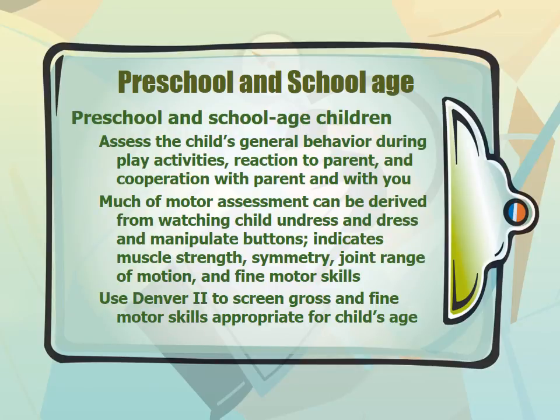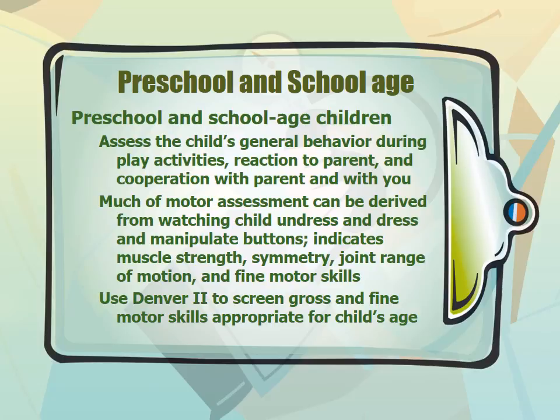How about in the preschool and school age children? In preschool and school age children, we're going to assess their general behavior while they're playing. That's usually the best indicator. How they react to their parents and whether or not they're cooperative with both you and the parent.